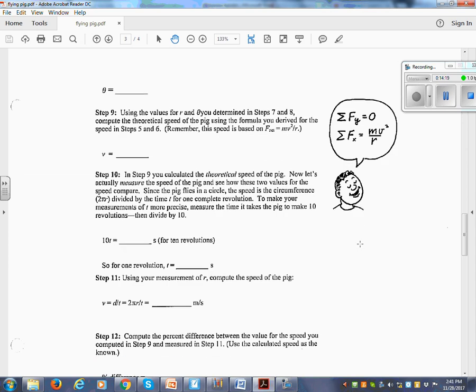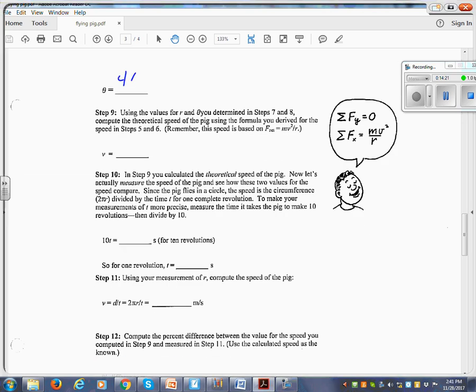46.4. Okay, so theta equals 46.4. Step number 9. Using the values for r and theta you determined in step 7 and 8, compute the theoretical speed of the pig using the formula you derived for the speed in steps 5 and 6. Remember, this speed is based on F net is equal to mv squared over r. So v is equal to the square root of rg tan theta, I think, right?